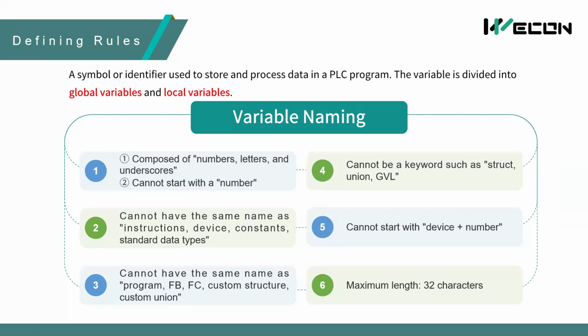The variable is mainly divided into global variables and local variables. And here are some points about variable naming in our 6V series PLC. First, the name of the variable is composed of numbers, letters, and underscores, but it can't start with a number.